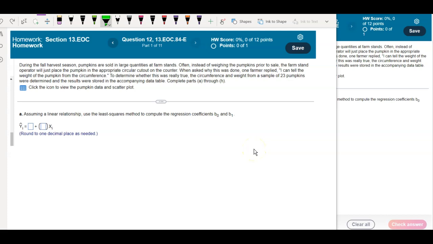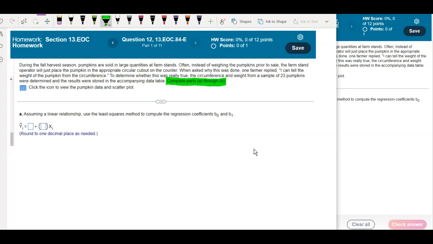In this video, we're going to learn how to use Analysis ToolPak under the Data tab to answer questions A through H. And we're going to skip all the calculation that is done by hand.